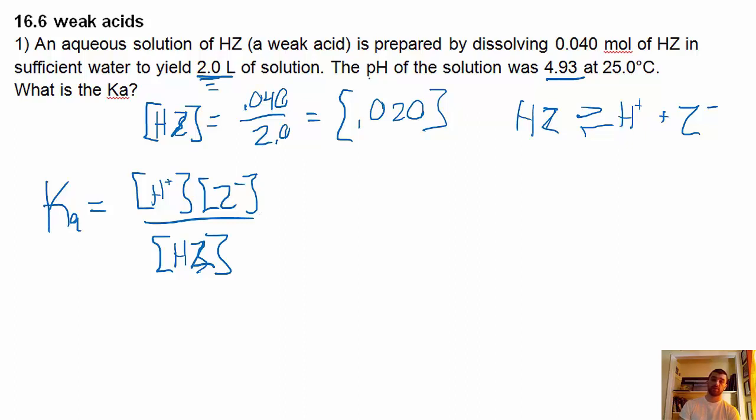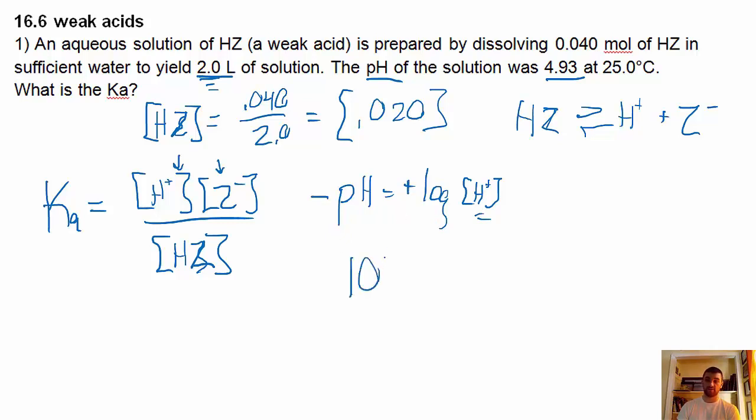They tell me the pH, which helps because I can figure out the concentration of H plus, which is going to be the same concentration as Z minus. I know pH equals the negative log of the H plus concentration. So I need to solve for H plus. I move the negative to the other side and get rid of the log by putting everything to the base 10 power: 10 to the negative pH equals the concentration of H plus. They gave me the pH, now it's just plug and chug.